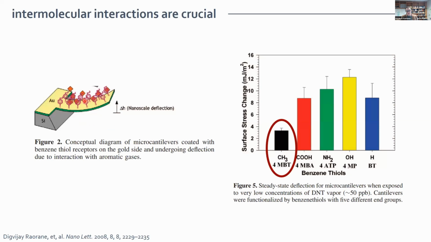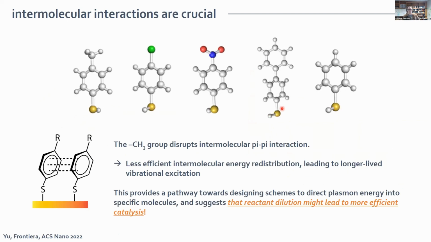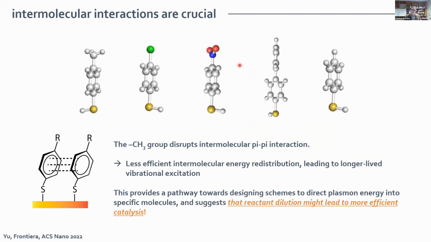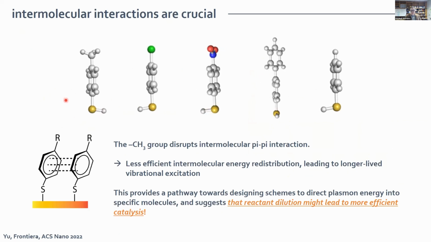And their argument was that intermolecular interactions between these benzene thiols on the surface can really cause these changes in observed cantilever deflection. Okay, and that's exactly what we think is going on in our ultrafast SIRS thermometry measurements. If you look at the structures of these molecules, they pack in self-assembled monolayers on planar gold surfaces.